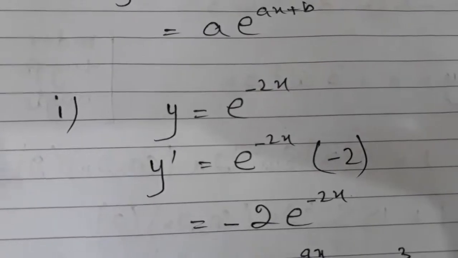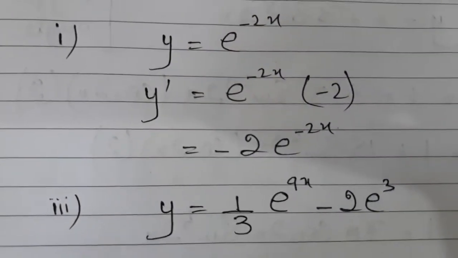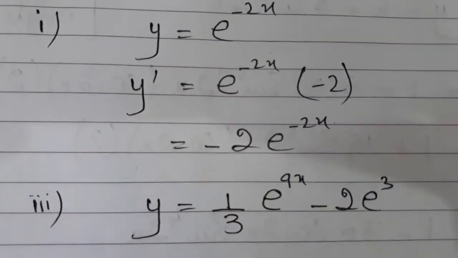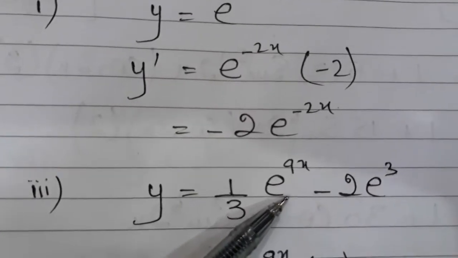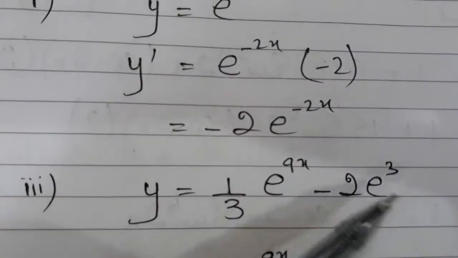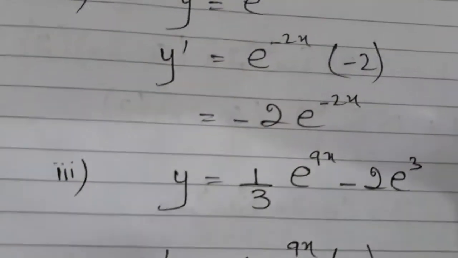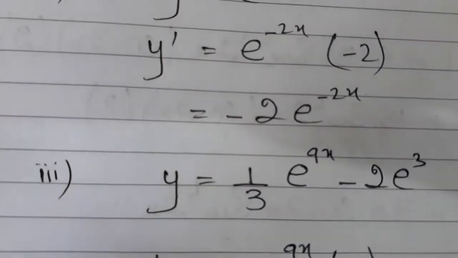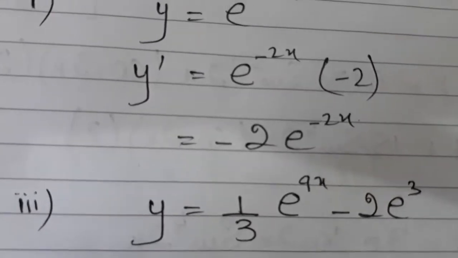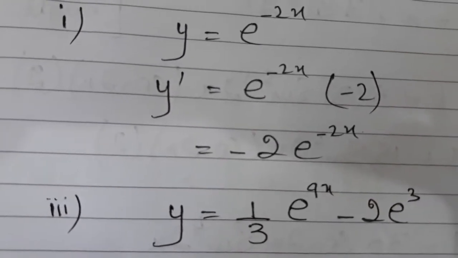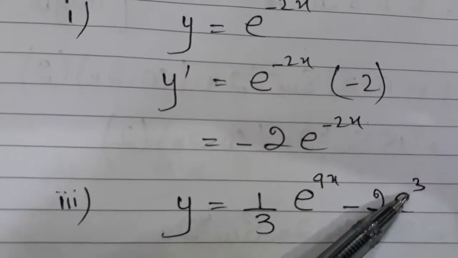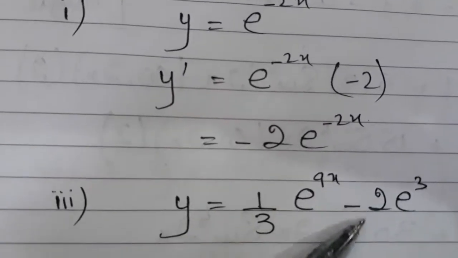Okay, now another example. This is the question. Before I show you the solution, can you tell me what this will become? Let's do it together. Because there are two terms, we will apply differentiation on each term individually. So e power 9x, what will it become? As it is, multiplied by the number 9, because the differentiation of 9x is 9, right?